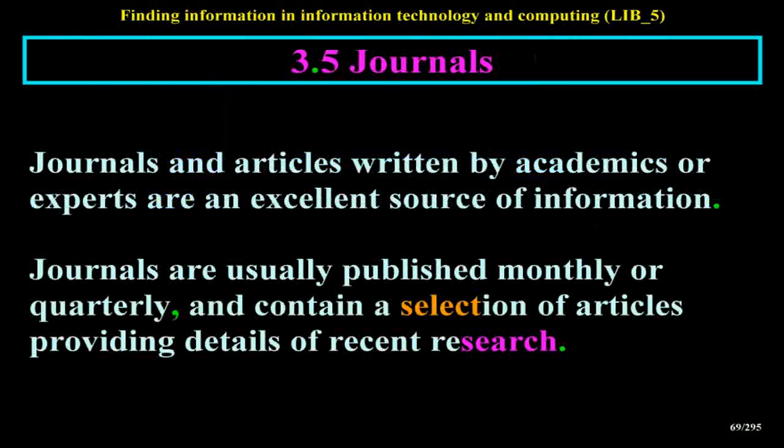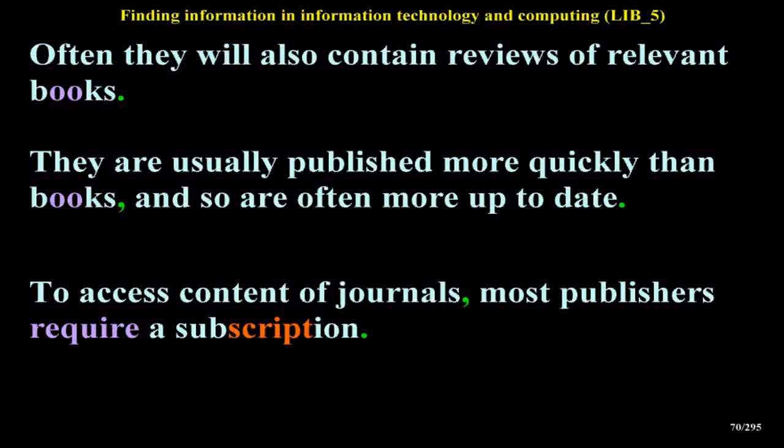3.5 Journals. Journals and articles written by academics or experts are an excellent source of information. Journals are usually published monthly or quarterly, and contain a selection of articles providing details of recent research. Often they will also contain reviews of relevant books. They are usually published more quickly than books, and so are often more up to date. To access the content of journals, most publishers require a subscription.